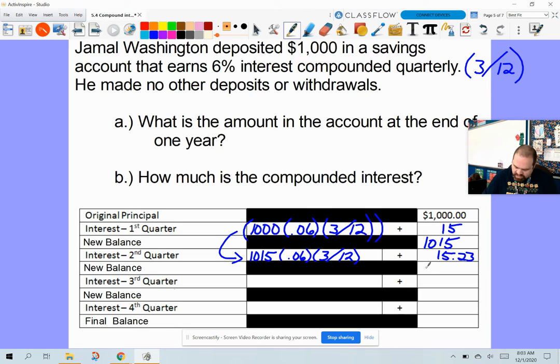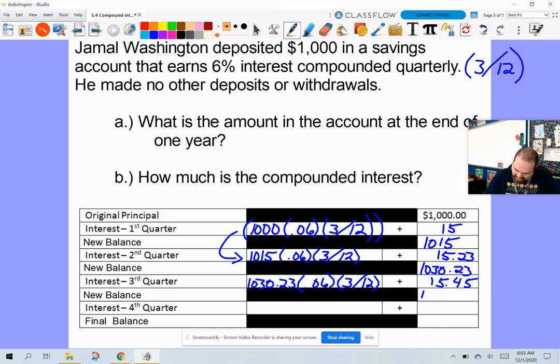I'm going to add that back on. So his new balance here is $1,030.23. And it's the same calculation again. $1,030.23 this time, 6% interest, 3 months. Okay, it's the same calculation over and over and over. It's just your dollar amount that's changing. $1,030.23, 6% interest, 3 months. This time it is $15.45. Okay, again, roll that back in.